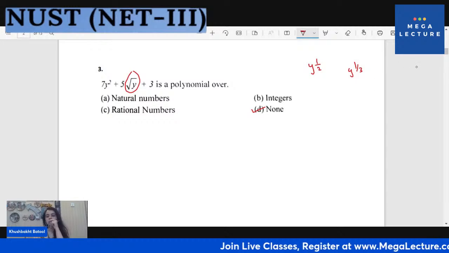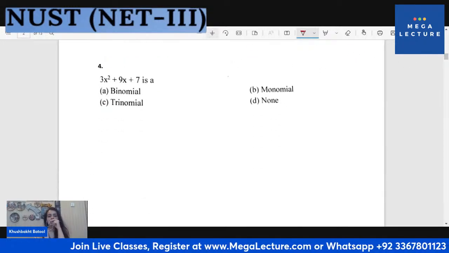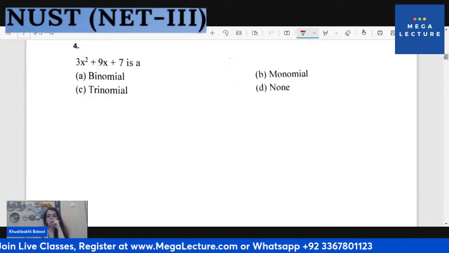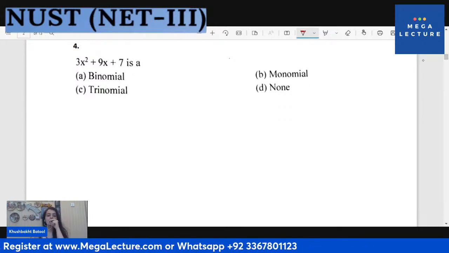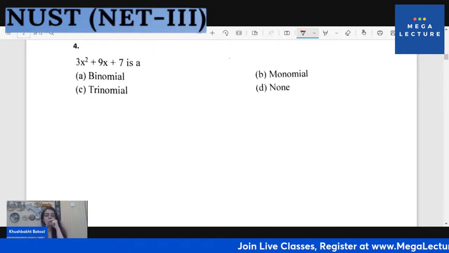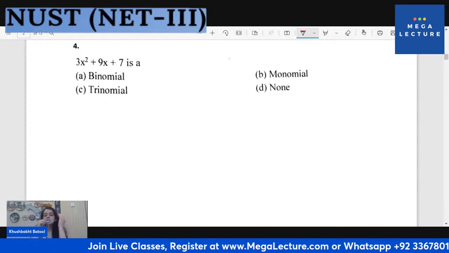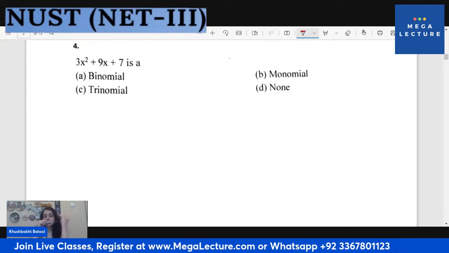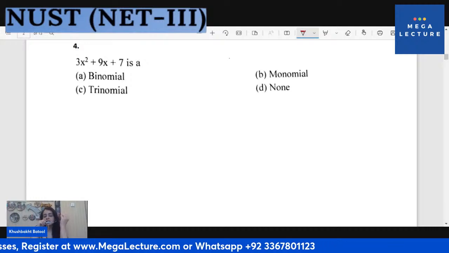Okay. All right. Let's talk about the next one. So this is the fourth question. Now it says 3x squared plus 9x plus 7 is a binomial, monomial, trinomial, or none. Now, I've seen students using binomial, but please be attentive. They're not talking about the degree. The degree is 2 in this case.